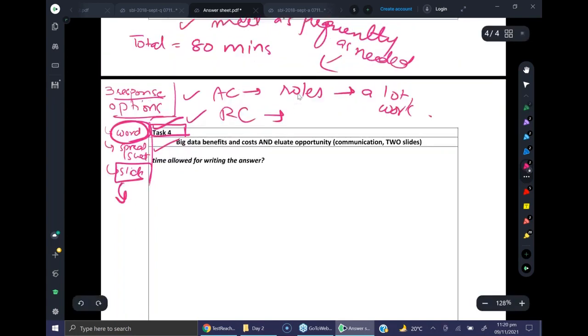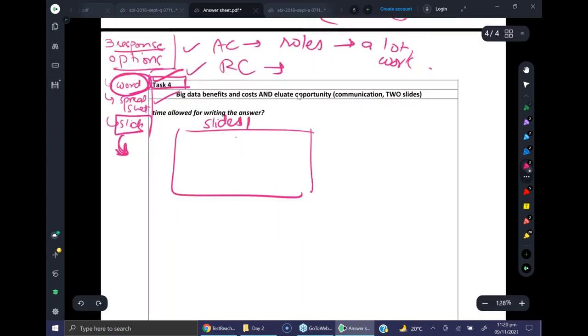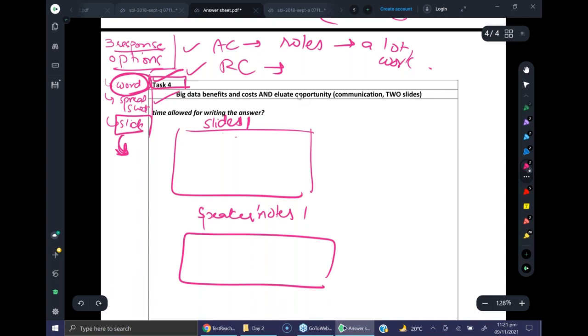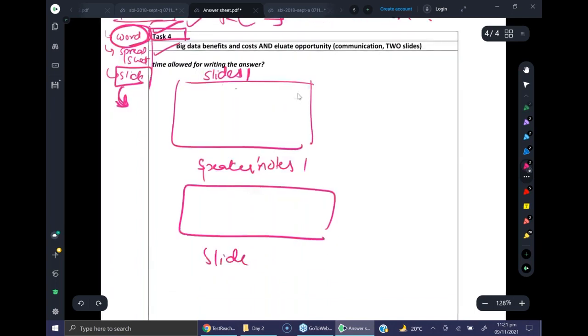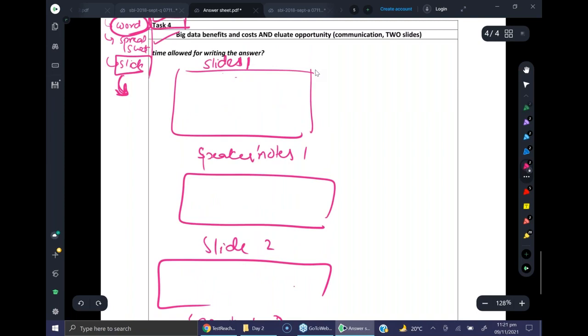When you click on this slide format, you get slides like this. There are boxes defined. There's an option of bullets, highlighting, bold options, etc. Slide 1 is written like this, and then it says speaker notes 1, and there's a box. Then you have another box that says slide 2. Do you understand what I'm saying? And then you have another box that says speaker notes 2, then slide 3, speaker notes 3, and so on. On the slide, you write your bullets.